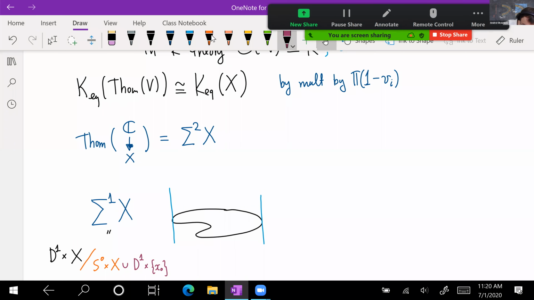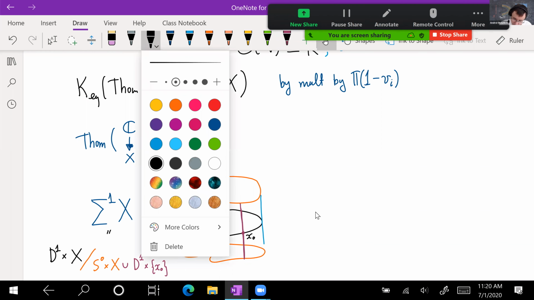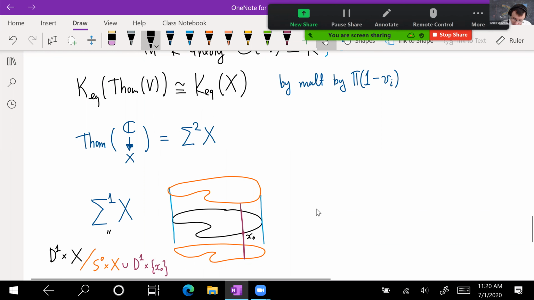So this is what the boundary will look like. I wish I picked a simpler shape, but I'll try. That's the boundary. This is what we collapse, but we also collapse this fiber over a special point. So this is my marked point X naught. And so what we get is just like two cones over X glued together.